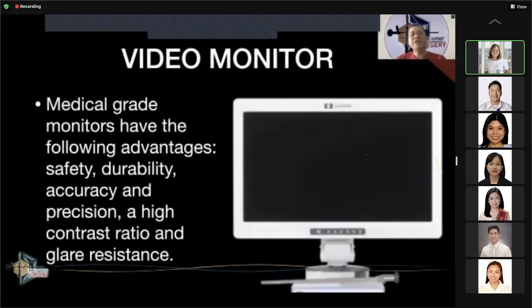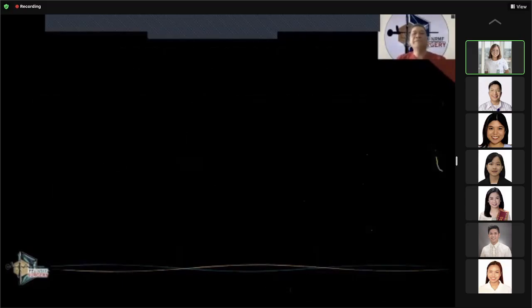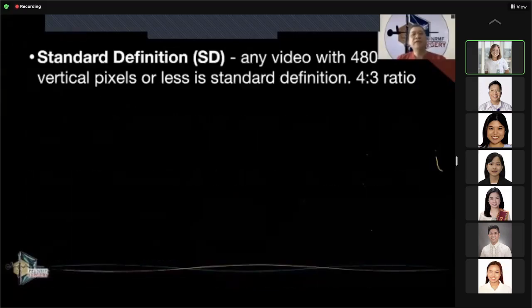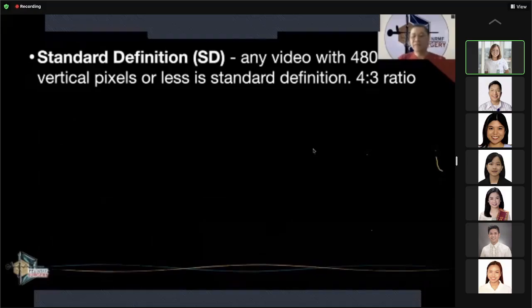This is the standard video monitor. It's a high definition medical grade monitor used for laparoscopy. Resolution is very important in laparoscopy because you are dependent on what you see in your screen. So before, we actually use standard definition. These are the old TVs that you see in your ancestral homes, the 4:3 ratio. You have very low resolution, black and white. No, so those are the monitors before.